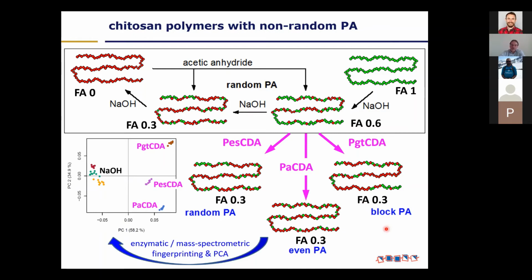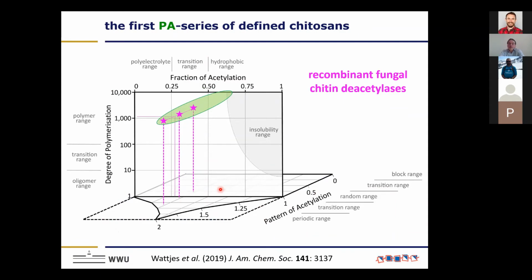of acetyl groups. When I say here random, it doesn't really mean it's random, because we can clearly see here that even for PES CDA, in PC1, there's a difference between the chemically produced ones which have random PA and this one. So this is closer to random than the other ones, but it's still not random. So using these enzymes, we can now for the first time control to some extent the pattern of acetylation of chitosans, and we can generate a PA series of defined chitosans.